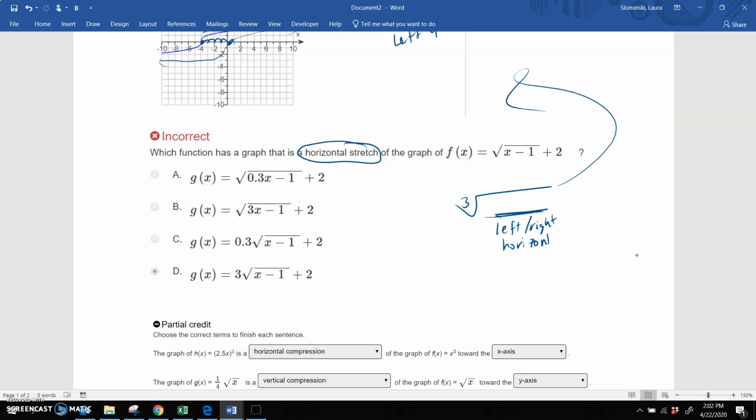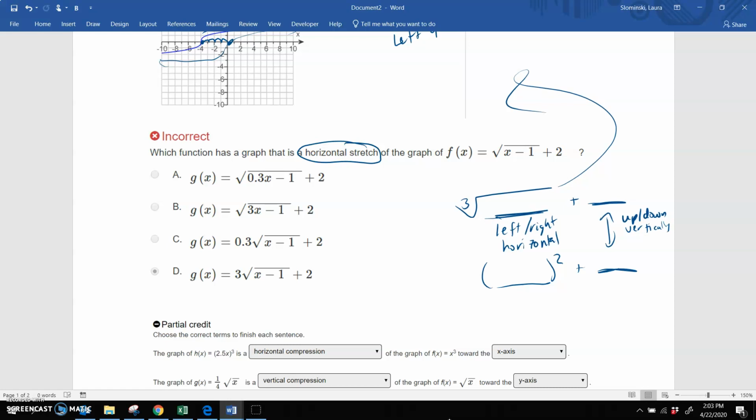What that means is that anytime something is affecting the graph horizontally, it's going to happen under this radical, or if it was a problem that had parentheses, it would be inside the parentheses. It's grouped with the x if it's affecting it left and right, or horizontally. Anything that happens on the end is going to affect it up and down like we said, but it's actually going to be vertically if we use that language.